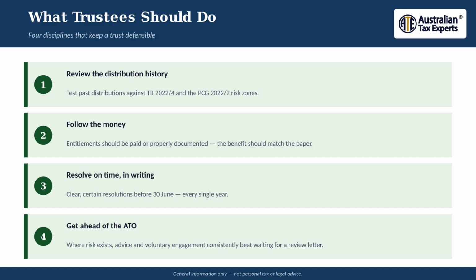Third, resolve on time and in writing. Clear, certain resolutions before the 30th of June, every single year, kept where you can find them a decade later. And fourth, get ahead of the ATO. Where you find risk, advice and voluntary engagement consistently produce better outcomes than waiting for a review letter, especially under a provision with no amendment time limit. With trusts, the past does not stay in the past. Deal with it on your terms.